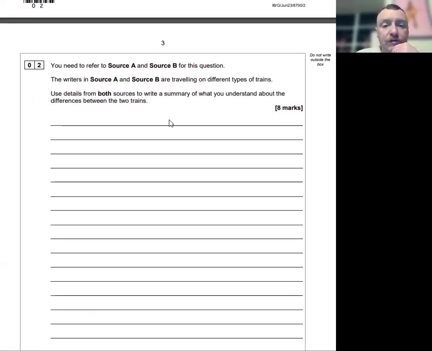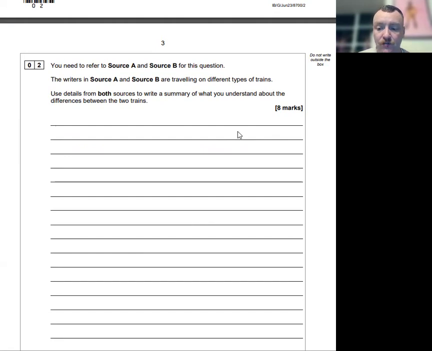You need to refer to source A and source B for this question. So you are bringing together, you are synthesizing information from both sources. You're reading both texts in full, and you are bringing information to write about, to synthesize and present your ideas. You're showing how source A and source B are perhaps similar, are perhaps different.